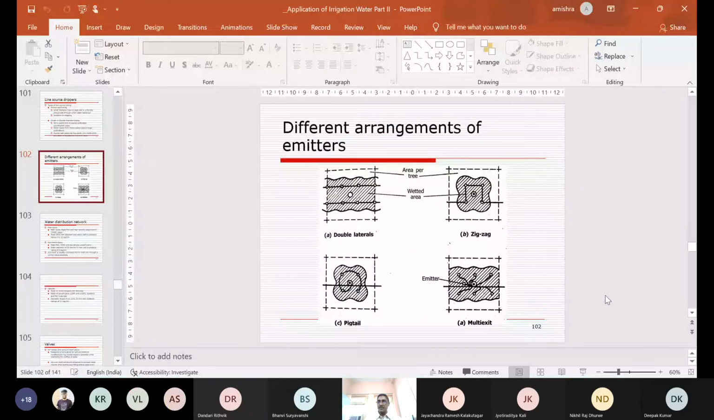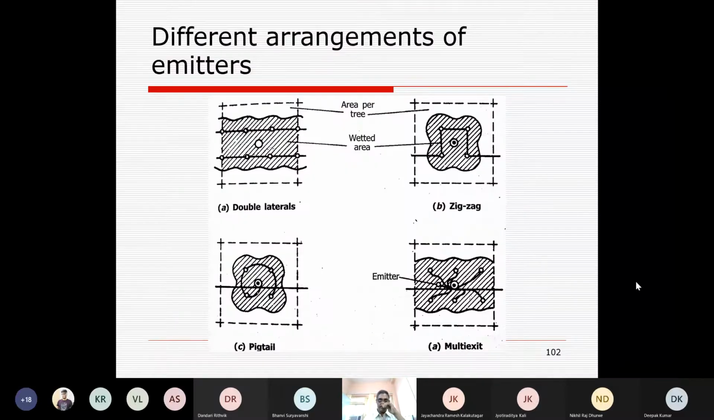So yesterday we were talking about drip irrigation systems and different arrangements. You recall what we were talking about at the last? Different arrangements of drippers. The important aspect, as I told yesterday, is that in different ways we can put the drippers.